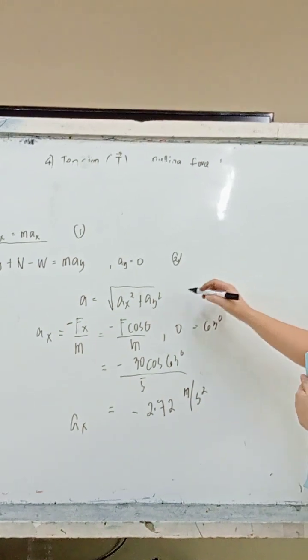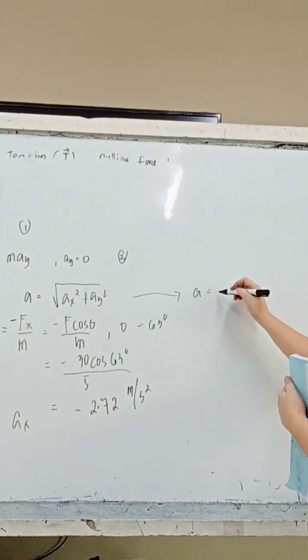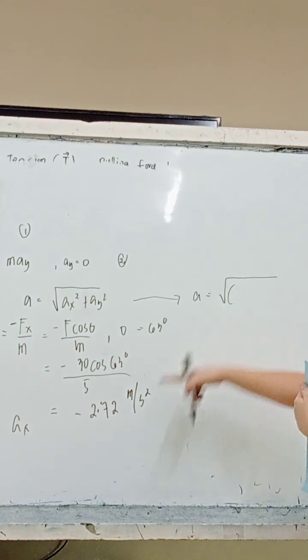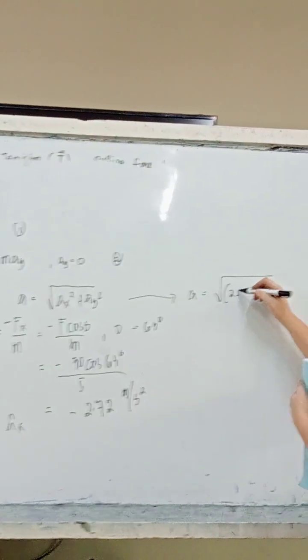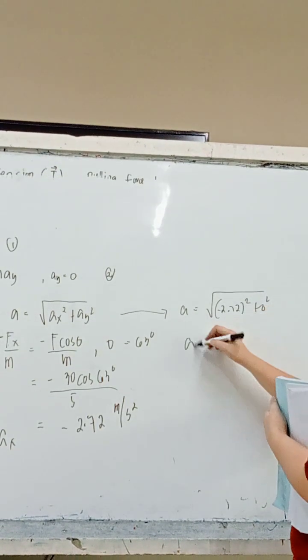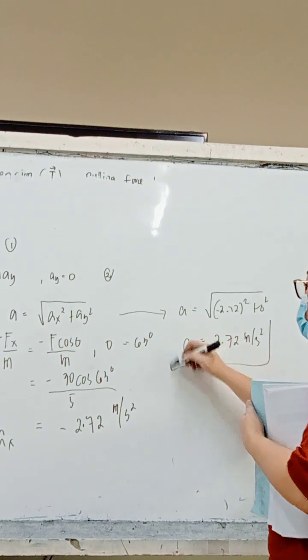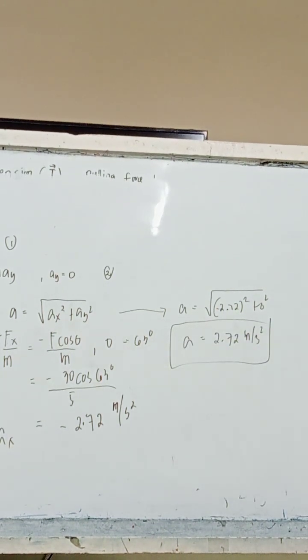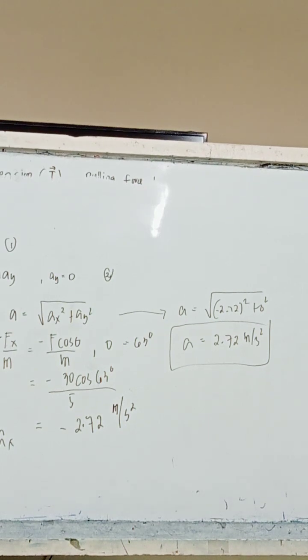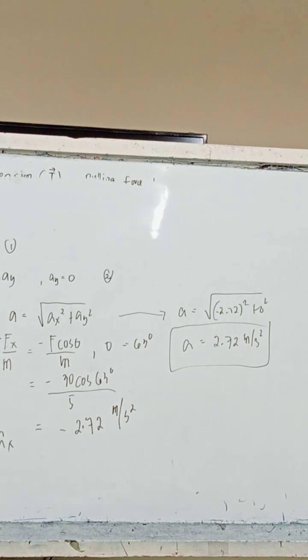Therefore, the magnitude of the acceleration is the square root of negative 2.72 squared plus 0 squared. So the magnitude is positive 2.72 m/s squared. Next, what is the normal force?